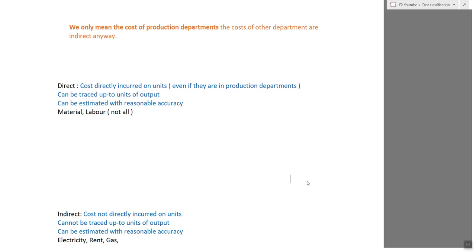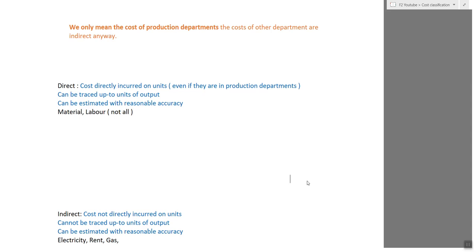Examples of direct cost: material and labor. Not all labor cost is direct. You will study in the Accounting for Labor chapter, and material cost as well. Not all material is direct. So that's why this direct and indirect classification requires a lot of judgment. The idea is, when we are producing something, is the cost essential in producing that item? If yes, it is direct cost. If it is not essential, it is indirect cost. Indirect cost is like electricity or rent or gas. But remember, electricity can be direct as well, it can be indirect as well.